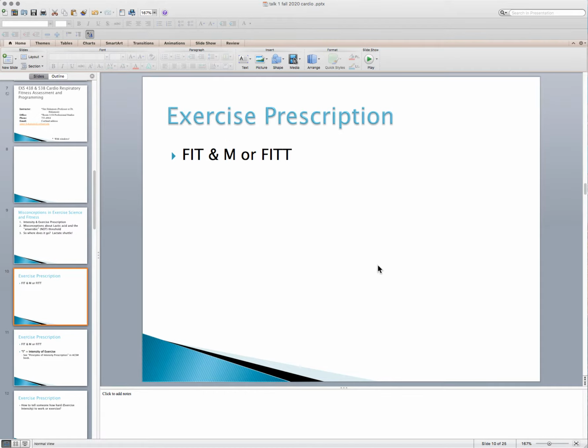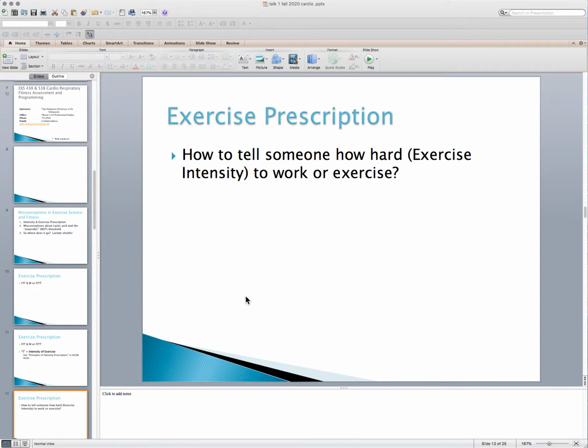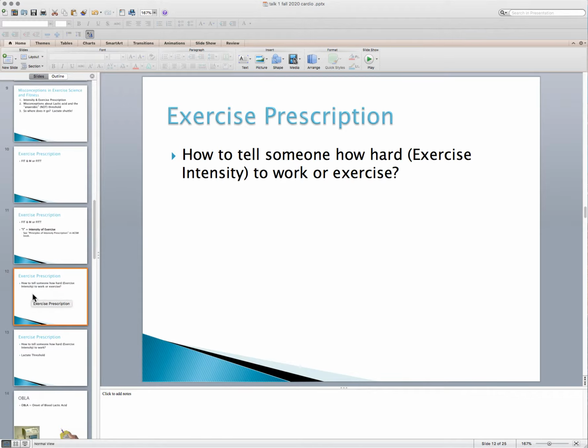And you probably know this acronym of FIT. So F is frequency, I is intensity, T is time, and the other T is type or mode of exercise. And for now, we're interested in this I for the exercise intensity. So how hard is someone working out? That's what we're trying to describe. What's the intensity that someone is doing cardio workout?